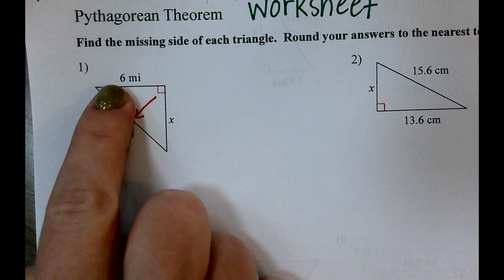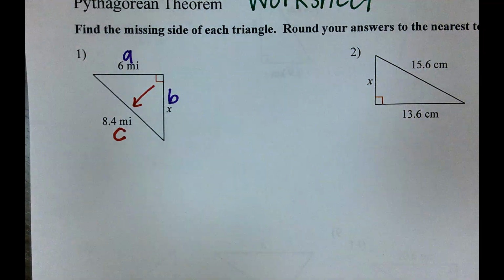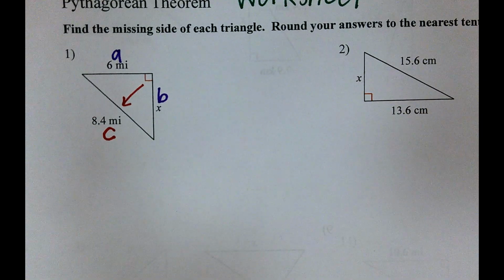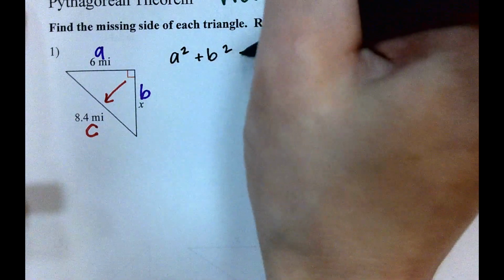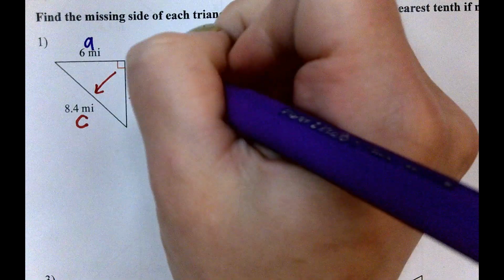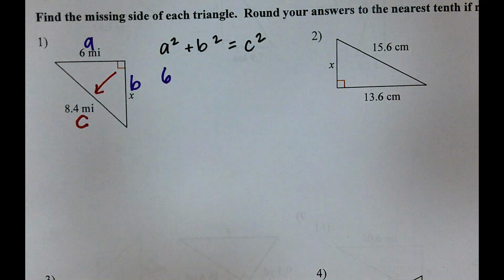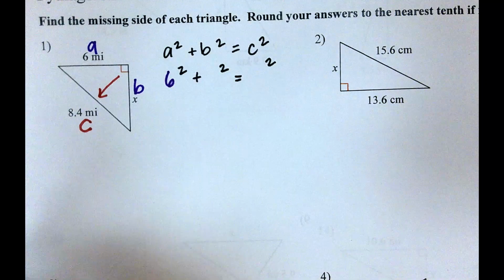That means 6 and x are a and b. And it doesn't matter which one you put for which. You could make x your a and 6 your b, or 6 can be a and x can be b. They're interchangeable. So now if we're using a squared plus b squared equals c squared, and I plug these values in, what will I write? 6 squared plus x squared equals 8.4 squared. Perfect.